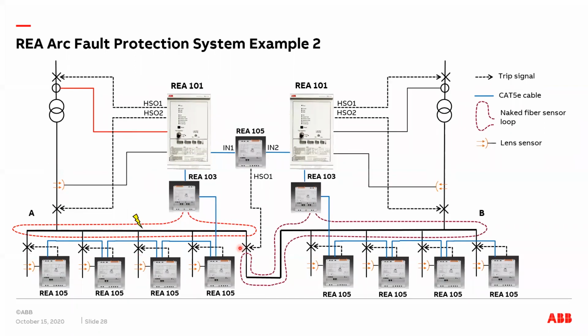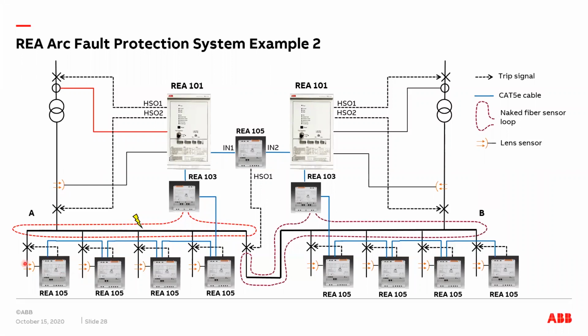Then another example is here, the same basic single line diagram, but instead of optical links, we use REA 105 units to communicate the overcurrent information. It goes in both directions via those connection cables. But otherwise, this is very similar to the previous example.